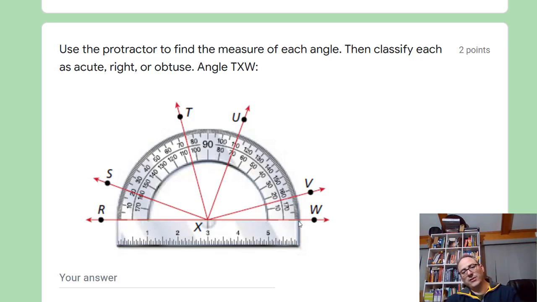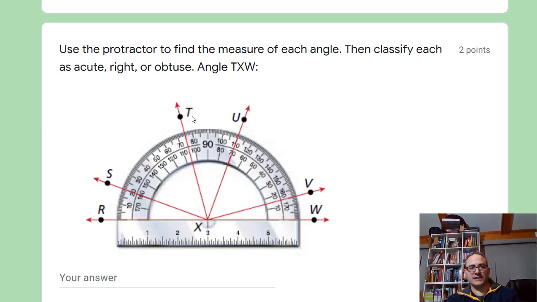So if you notice, this upper area of the protractor starts at 0 and goes 10, 20, 30, 40, 50, all the way to 90, and then goes into the hundreds all the way to 180. While the inside track of this protractor starts at 0 on the inside and goes 10, 20, 30, 40, all the way to 90, and then on to 180. So you can read this protractor one way or the other.